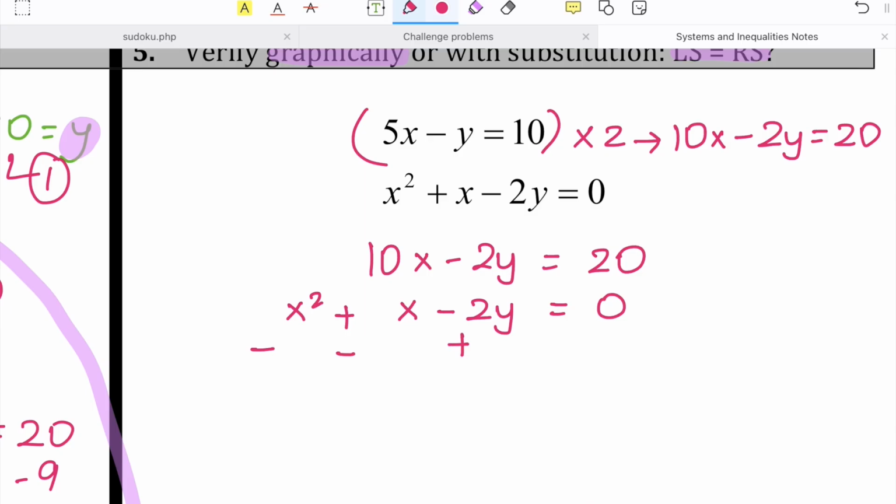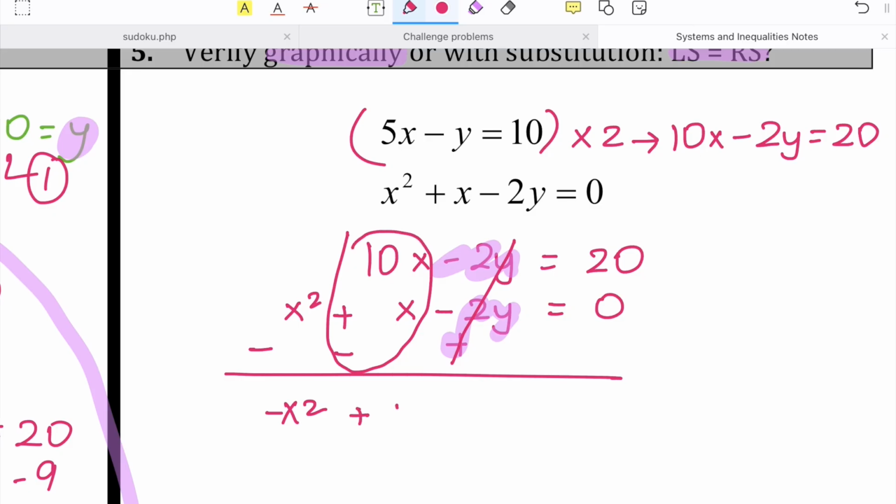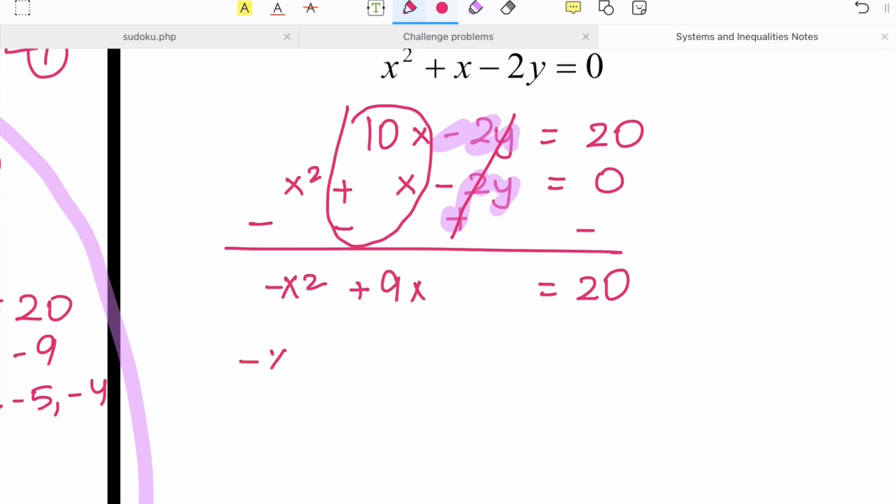So now you have negative 2y plus 2y, which is 0, right? They cancel. And then you have negative x squared. 10x minus x is 9x. Positive 9x is equal to 20 minus 0 is 20. So you have negative x squared plus 9x is equal to 20. What should I do now?